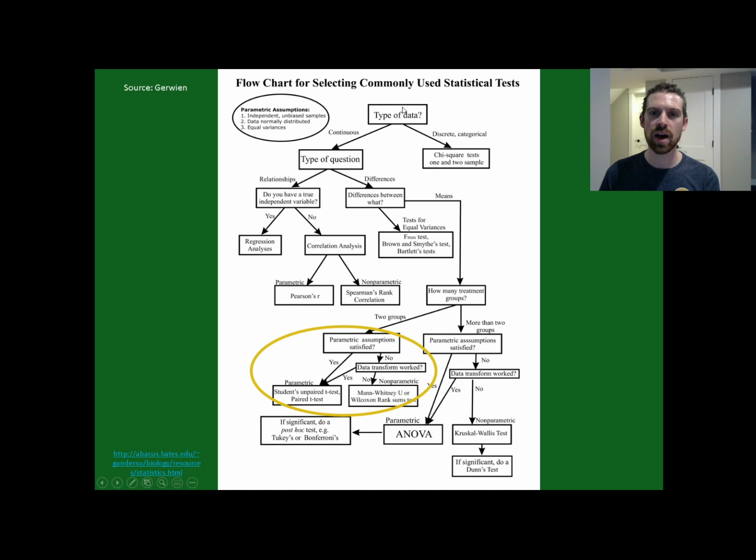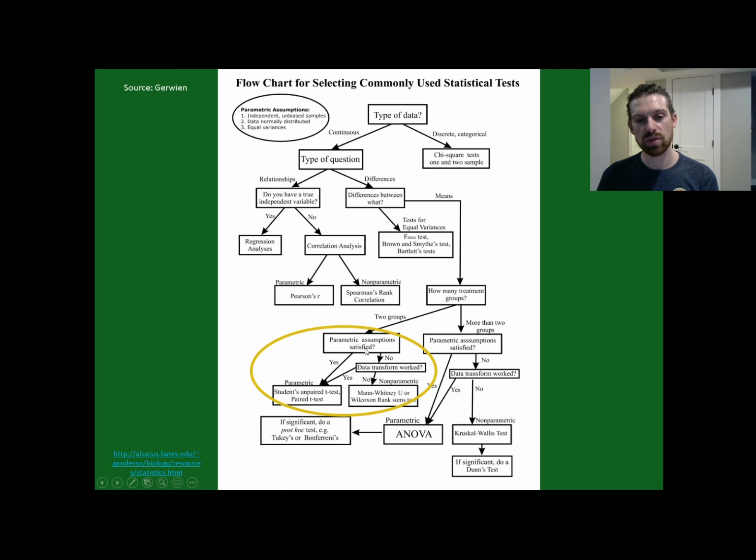If you have continuous data, as we have today, we're focusing on the differences, for example, between two means or maybe also two proportions. Here we're focusing explicitly just on the means. Then we've got two treatment groups. If we've got normally distributed data, we'll be focusing on the Student's unpaired t-test and the paired t-test, which is what we'll be going over today.